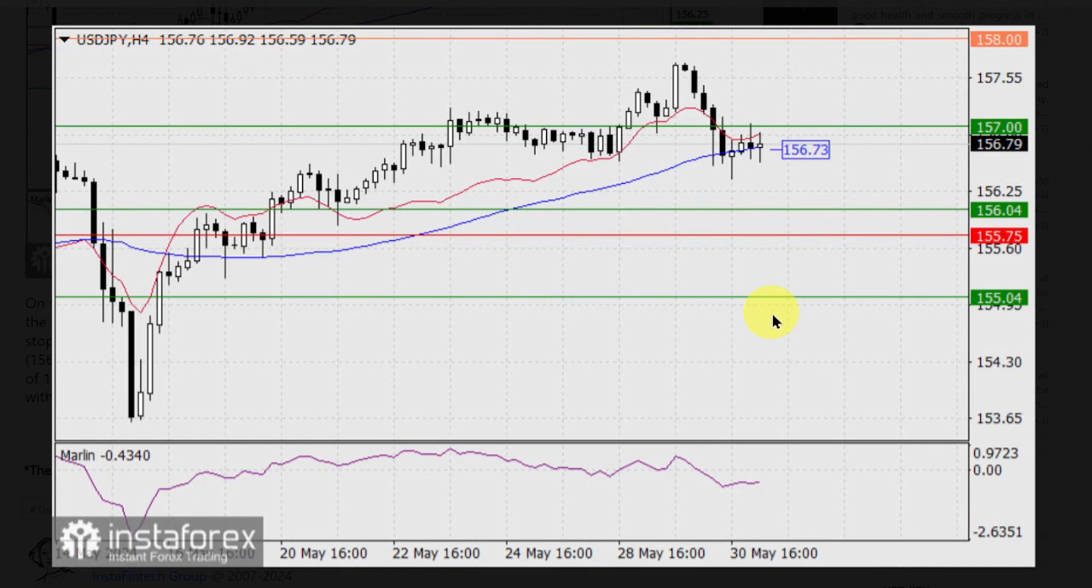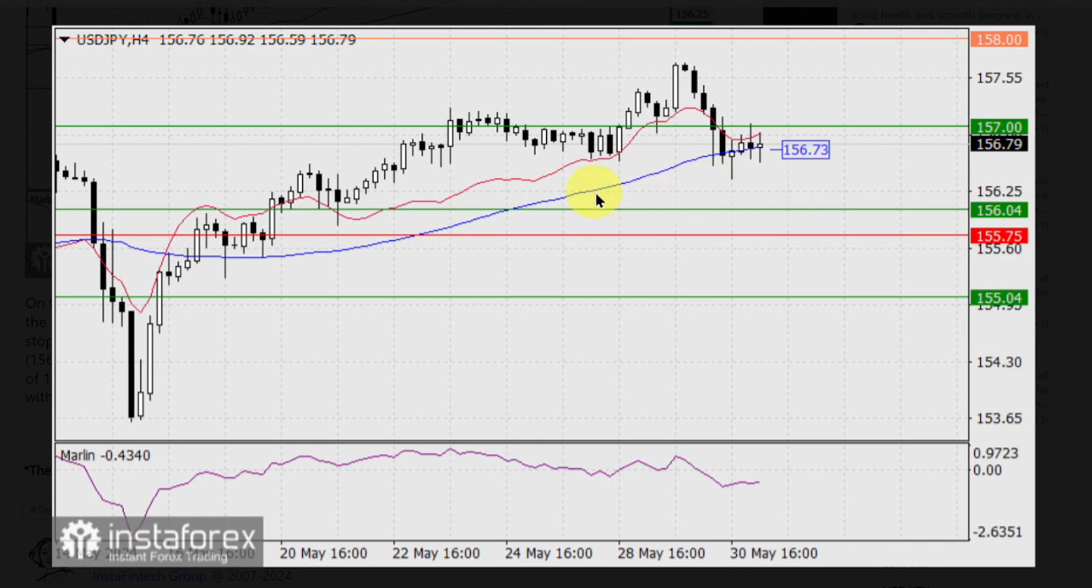On the 4-hour chart, the price is testing 61% Fibonacci level from below, supported by the MACD line, 156.73. It appears that the Fibonacci level has already proven its strength, as the bears tried to stop the price from breaking above this mark on Wednesday.